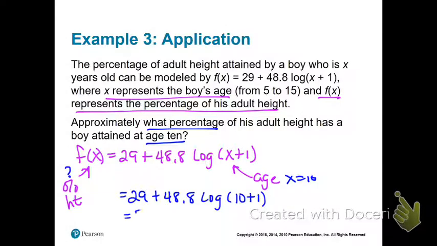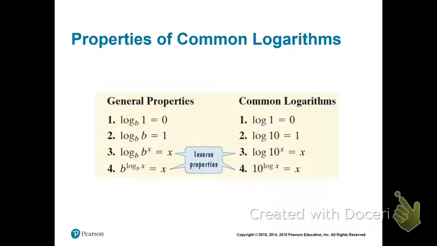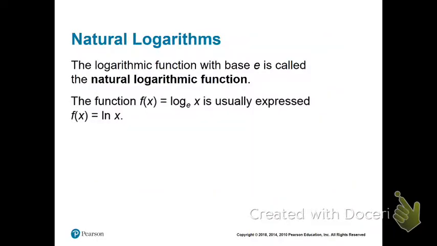And so we got 79.8199, so let's just say 79.8%. Okay, and this is just showing you that it's going to follow the same rules and everything that we had when we had an actual base written. The only difference is they just didn't write the base that time.